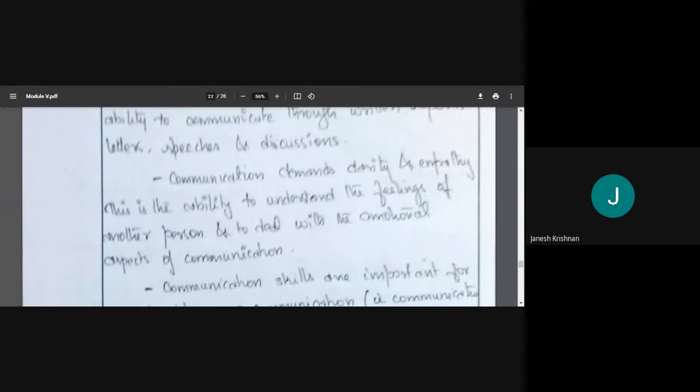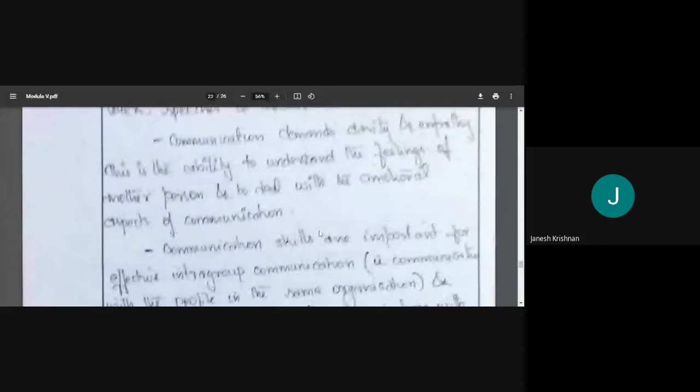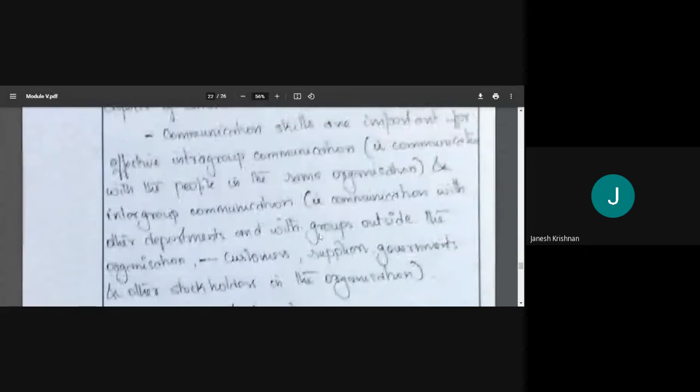The other thing is that it should have empathy, and empathy means the ability to understand the feelings of another. Whenever we are talking to someone, we should also understand what their mentality is, what their feeling is. We should be open to that. We should be able to understand their feelings also. Communication is important within our company itself and outside the company. Intra group and intergroup. Intra group is within our same organization, and intergroup is outside the organization. Outside the organization, it may be with the customers, suppliers, governments, the stockholders, everyone.